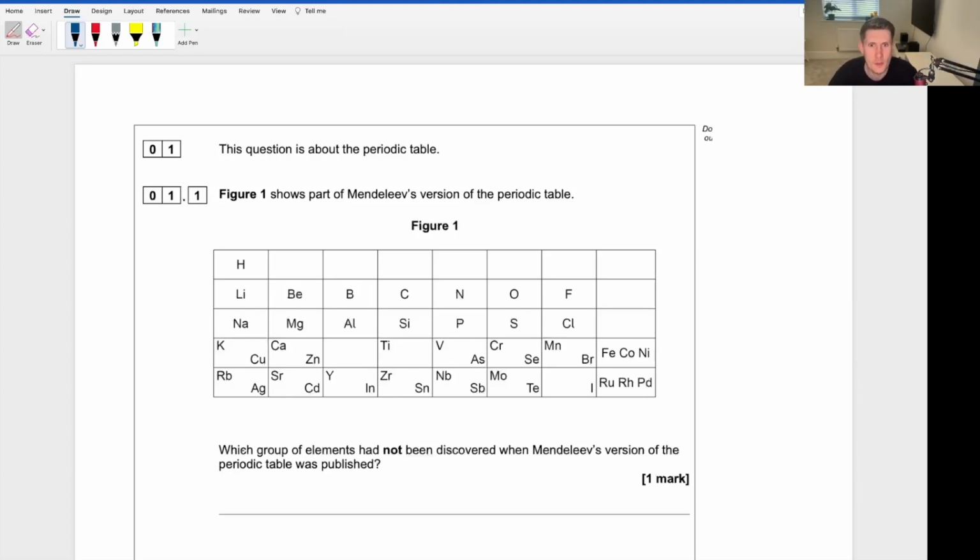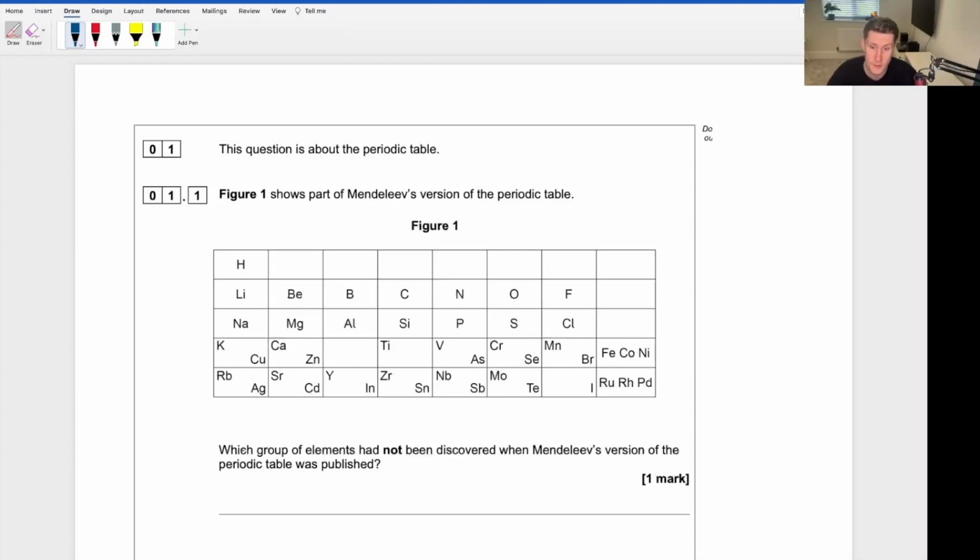In this one we're going to be going through paper 1, that's topics 1 to 5, and the paper that I've chosen is a 2021 paper. Now the first question is on the periodic table and it says figure 1 shows part of Mendeleev's version of the periodic table. Which group of elements had not been discovered when Mendeleev's version of the periodic table was published?